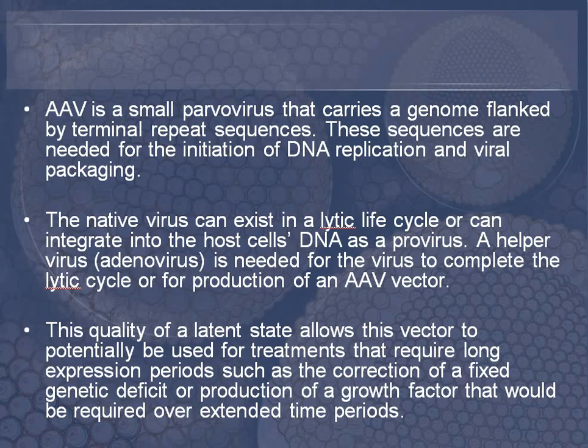Now the adeno-associated virus is a small parvovirus that carries a genome flanked by terminal repeated sequences. These sequences are needed for the initiation of DNA replication and viral packaging. The native virus can exist in a lytic life cycle, or can integrate into the host cell DNA as a provirus. A helper virus, adenovirus, is needed for the virus to complete the lytic cycle, or for the production of the adeno-associated virus. This latent state allows the vector to potentially be used for treatments that require a long expression period, such as the correction of a fixed genetic deficit or production of growth factors that would be required over extended time periods.